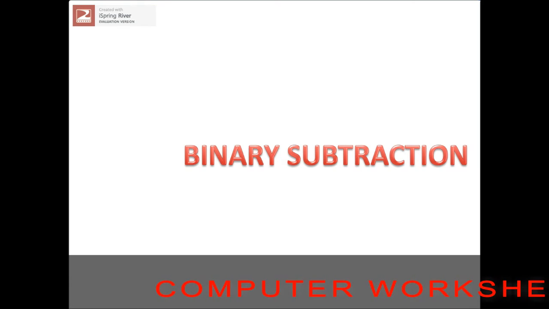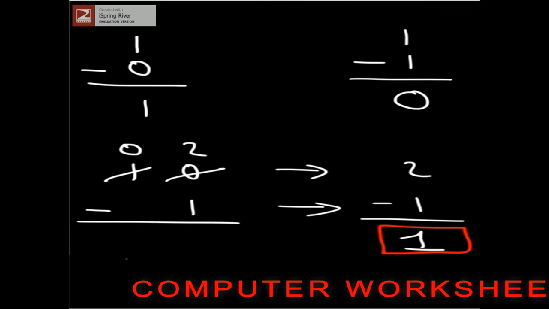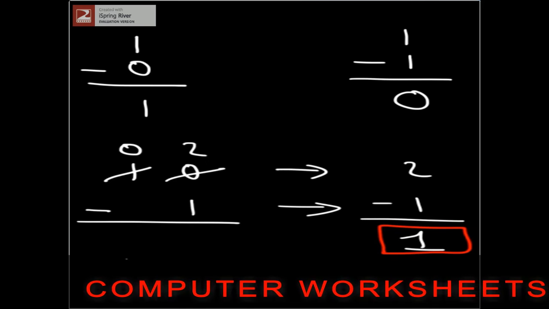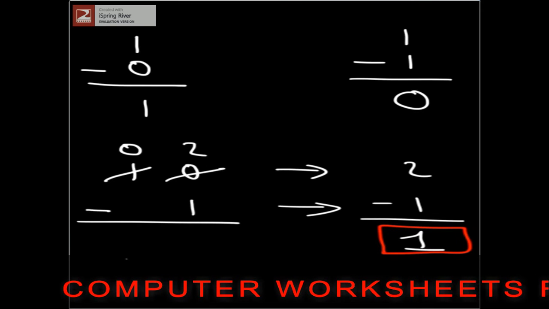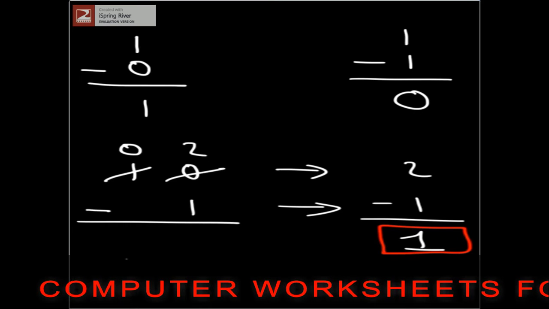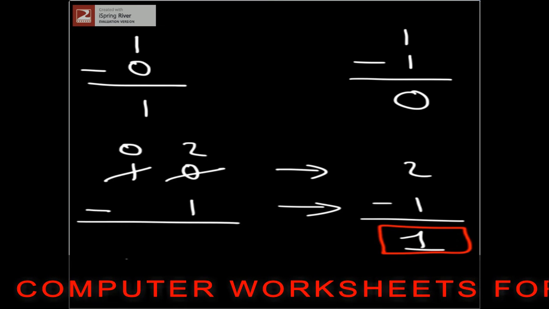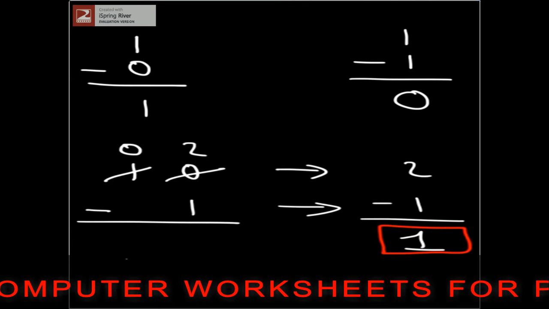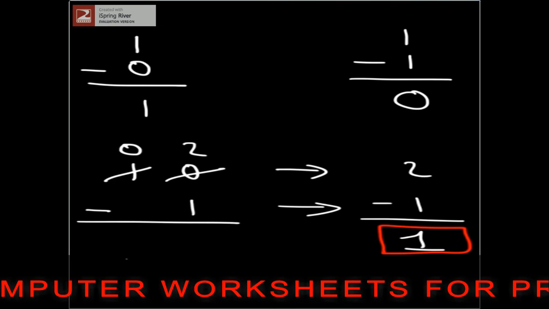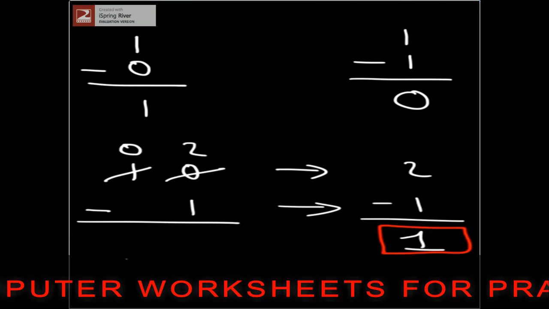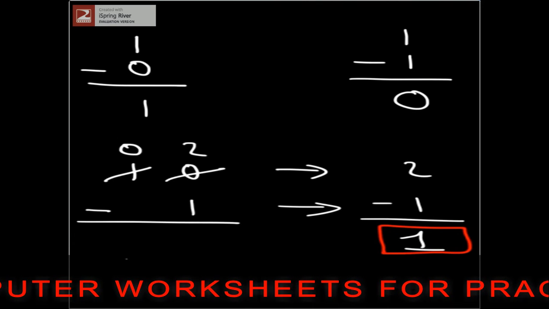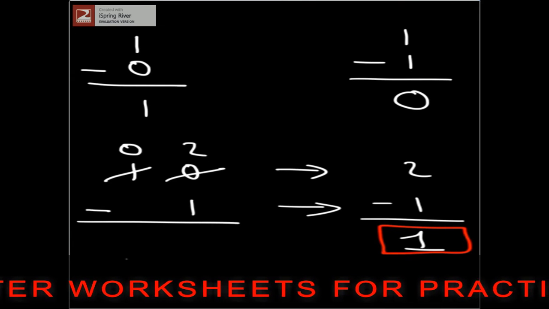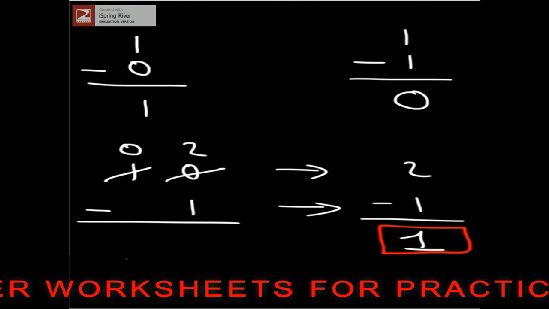Now we will discuss binary subtraction. Here are some rules. 1 minus 0, 1. 1 minus 1, 0. Now, 0 minus 1, that is 10 minus 1, we have to take the borrow. And by taking the borrow from 1, in binary subtraction, 0 will become 2, not 10. 0 will become 2 in binary subtraction. So 2 minus 1, 1.